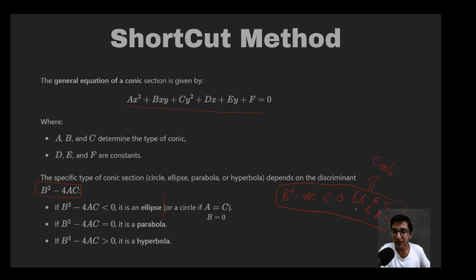And if that is not the case, let's say A equal to C and B equal to 0, these two conditions are not being satisfied at the same time. However, B square minus 4AC is less than 0, this is satisfied, then it becomes an ellipse. And if it is equal to 0, it becomes a parabola, greater than 0, it becomes a hyperbola. So this is a shortcut method to find out what type of conic we are dealing with, what the conic, the general equation, refers to.